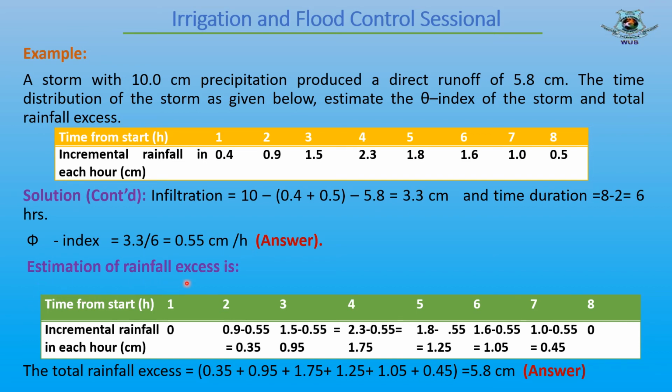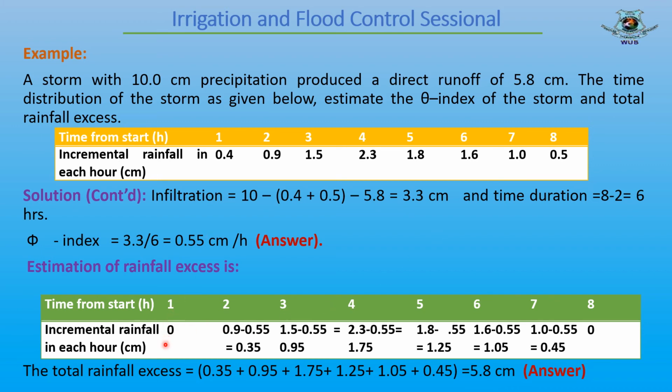Now estimation of rainfall excess. Phi index is the average infiltration, and if we subtract this phi value from each hour rainfall value, we will get rainfall excess, that means runoff value. Here, these are the rainfall values and this is the phi value. We will subtract this phi value from all these rainfall values.